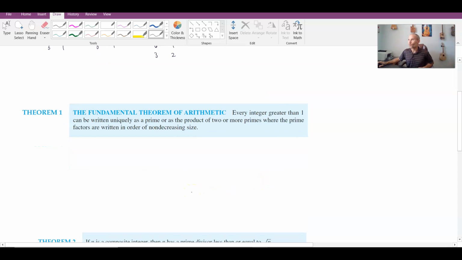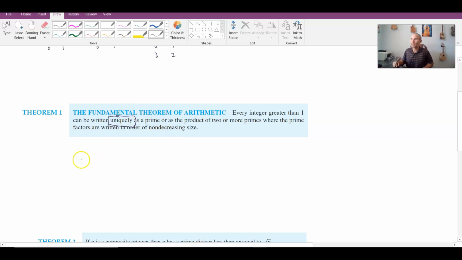The fundamental theorem of arithmetic is one that we've learned. Maybe we don't recall it being called this, but it is a theorem that tells us that every integer greater than 1 can be written uniquely as a prime or as the product of two or more primes, where the prime factors are written in order of non-decreasing size. So the key here is that this is unique.